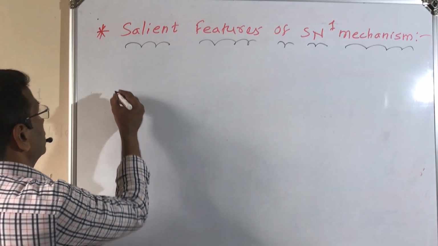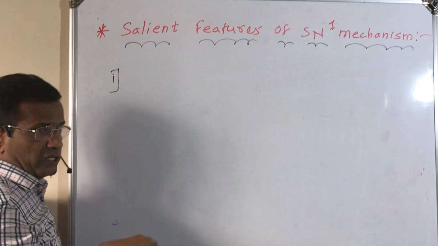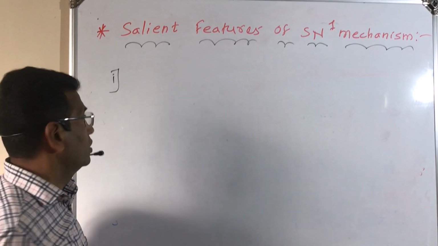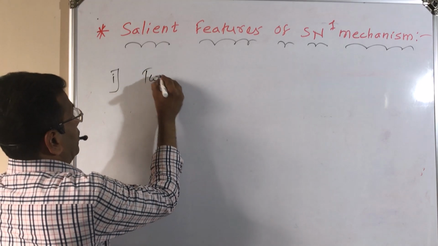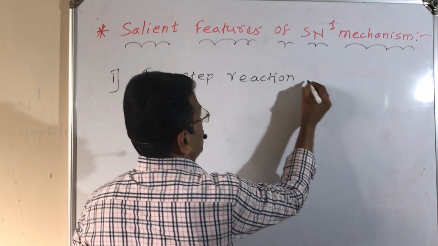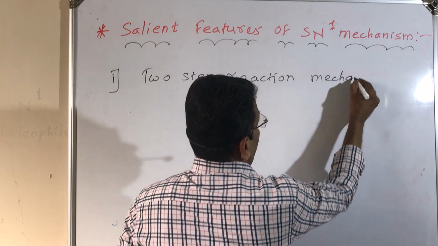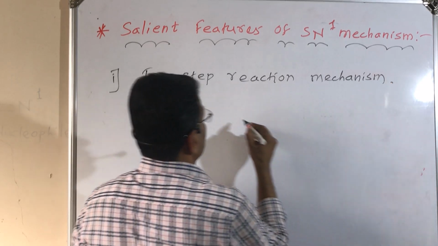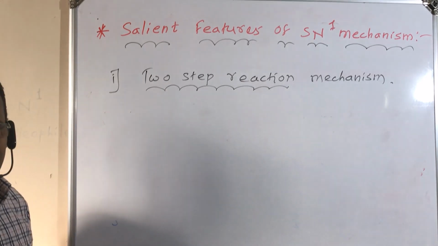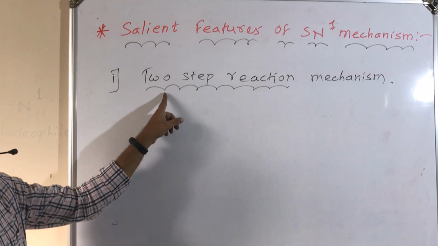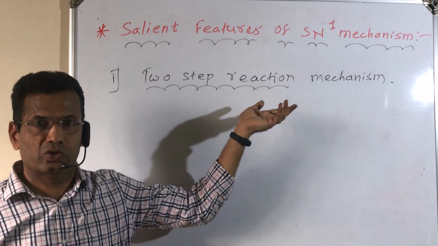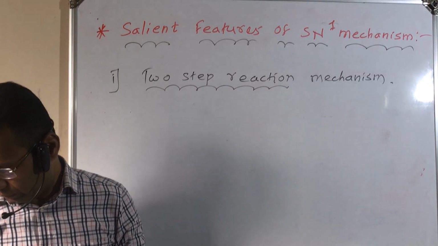First feature, you know it. SN1 takes place in how many steps? SN1 takes place in 2 steps, so it is a 2-step reaction mechanism, while SN2 was a single-step reaction mechanism. I think you clearly understood. SN1 is a 2-step reaction mechanism, out of which the first step is formation of carbocation and the second step is formation of product.